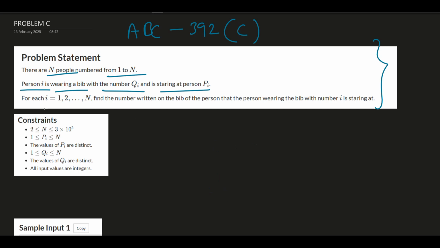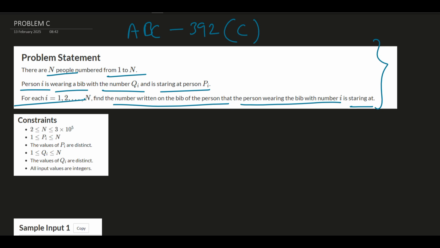So what we need to do is, for every number from 1 to N, we need to find the number written on the bib of the person that the person wearing the bib with number i is staring at. Okay, so it is a very complex statement here. You will not get it in the first attempt.